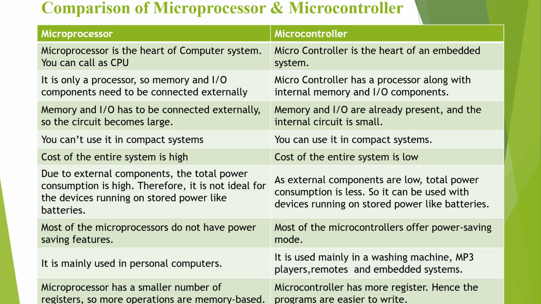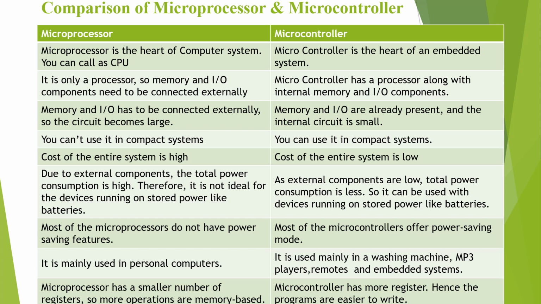A microprocessor is too costly, that is why laptops and computers have quite a high cost, while the cost of the entire system with a microcontroller is low. Many external components are connected to the microprocessor through an external bus, so the total power consumption of the microprocessor is high. So it is not ideal for devices running on stored power like batteries. While in a microcontroller, as all the devices are connected on a single chip, its power consumption is less. It can be used in devices running on stored power like batteries.